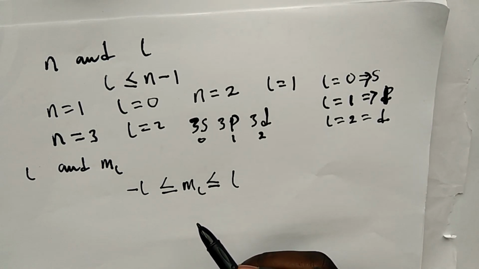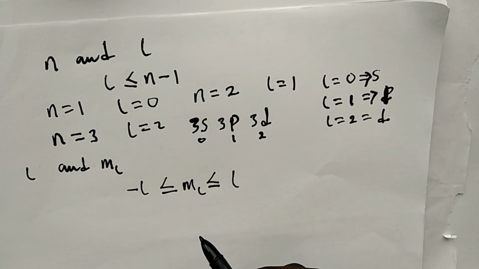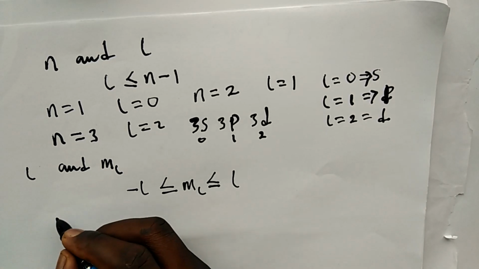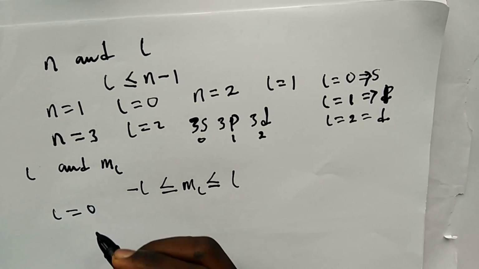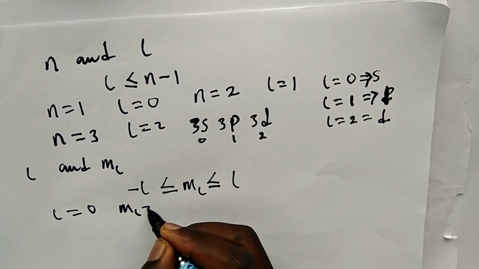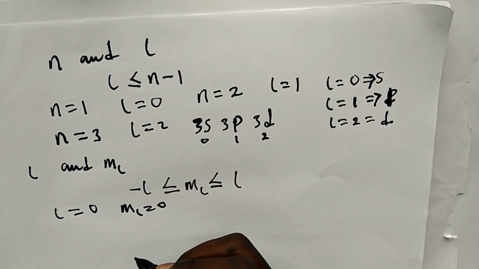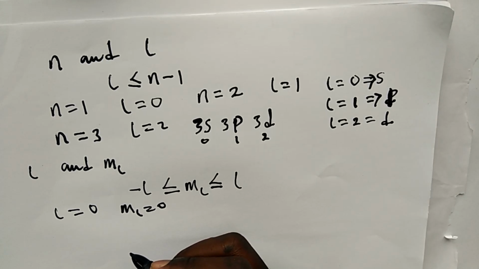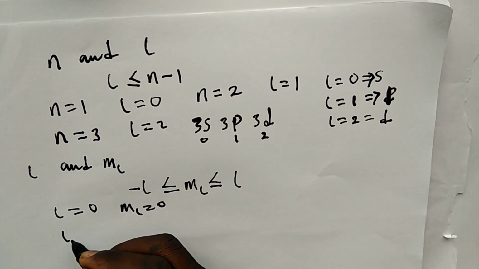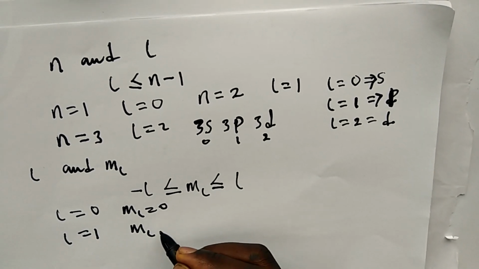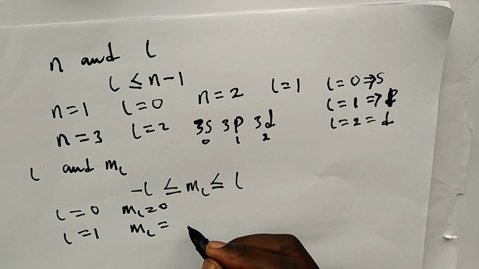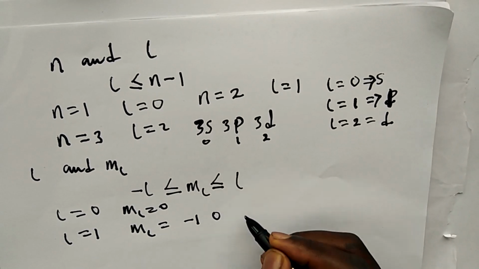So what this basically means is that when L is equal to 0, ML is equal to 0, because minus 0 is still 0, plus 0 is still 0. Then when L is equal to 1, ML is equal to minus 1, 0, plus 1.